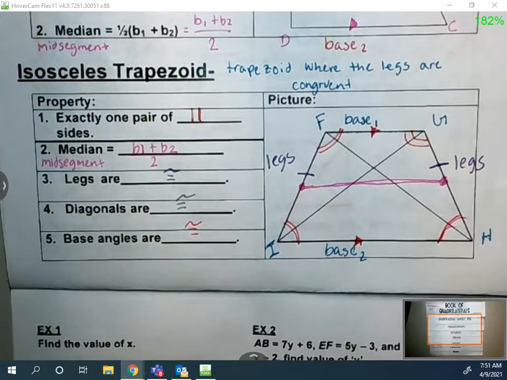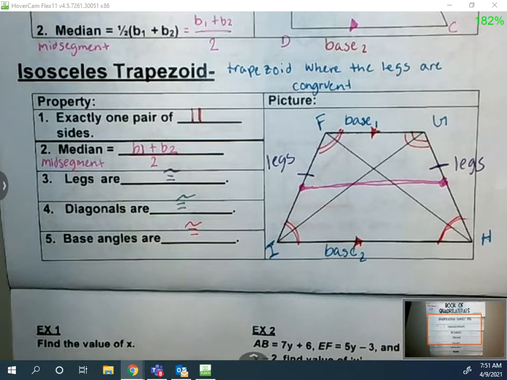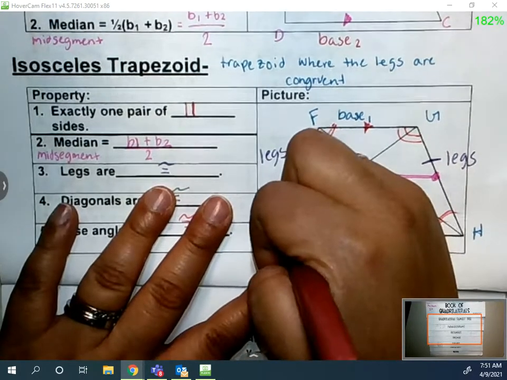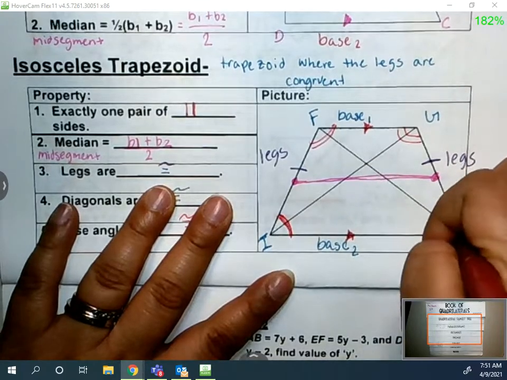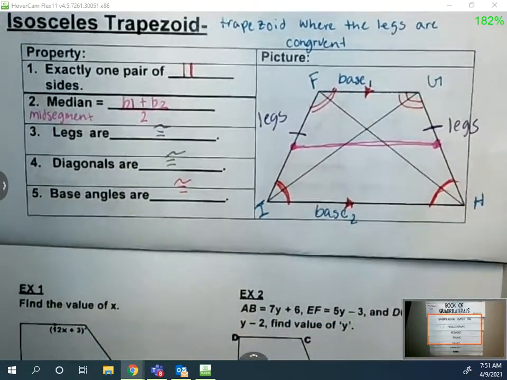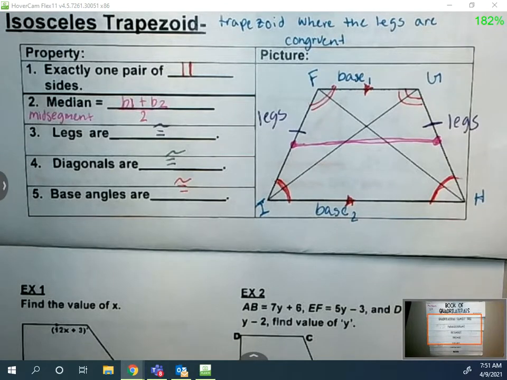Always for an isosceles trapezoid. Is I and H supposed to be congruent? I is congruent to H, so it should only have one. Okay, well, I did see one. And yeah, that's fine. So let's move on to example 1.